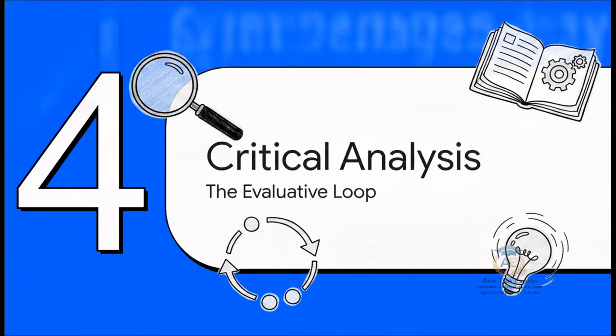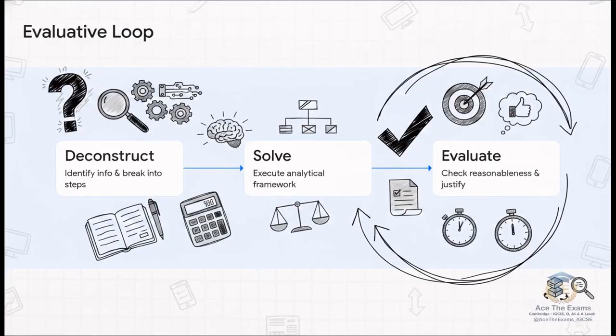All right, let's transition into Section 4, the critical analysis matrix. The evaluative loop. This is where we separate the top-tier candidates from the rest. By internalizing this deconstruct, solve, evaluate loop, you ensure that every single answer you write questions assumptions and justifies decisions with concrete, undeniable evidence. Let's imagine a data scan challenge.